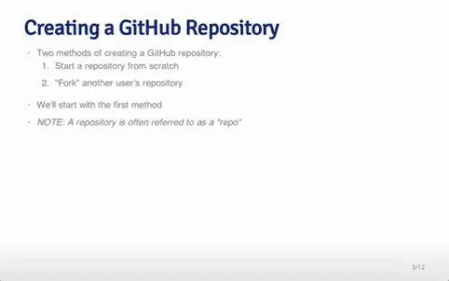So there's a couple of different ways of creating a GitHub repository. One is you can start a repository from scratch, that's creating your own repo. Another is you can fork another user's repository. We'll start off with the first method, creating your own repo from scratch, and then we'll talk a little bit about how you can fork or get information from another user and start working on their project. A key point to keep in mind is that when people talk about repositories, they often use the word repo.